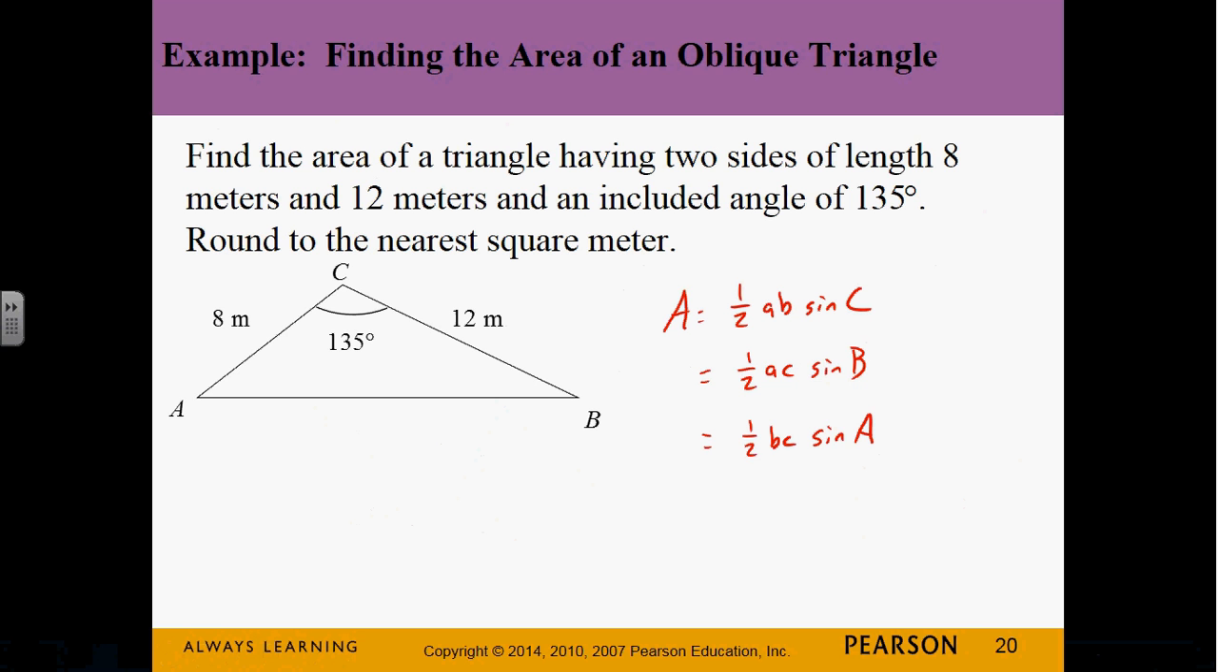Okay? So in this case, if we want to find the area, 1/2, A is 12, B is 8, sine of C is sine of 135 degrees. So we just multiply all that together. 0.5 times 12 times 8 times sine of 135 gives us that the area, rounded to the nearest square meter, is 34 meters squared.